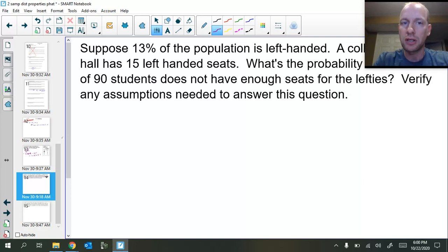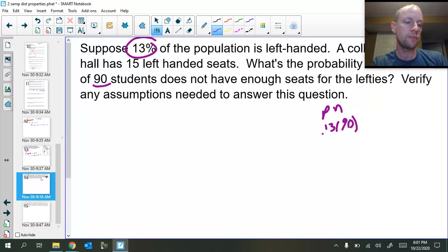So let's check what is p in the first place. That's good to assume that this is p right here. So p times n is going to be 0.13 times the sample size of 90. Is that greater than 10? So 0.13 times 90 is 11.7. Just barely made it.